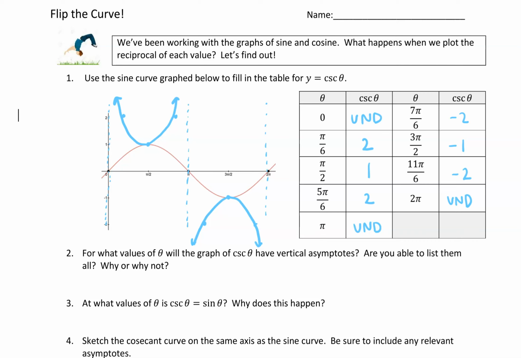All right, so question 2. Where? Pi over 6. Oh, because sine of pi over 6 is 1/2.